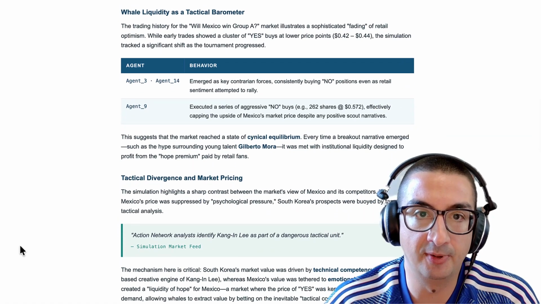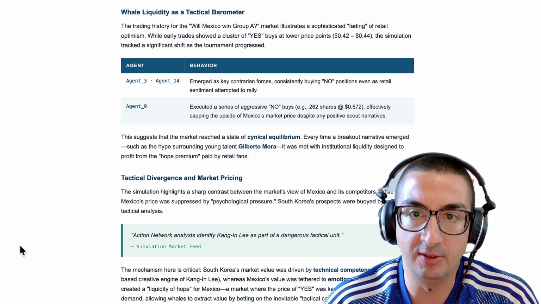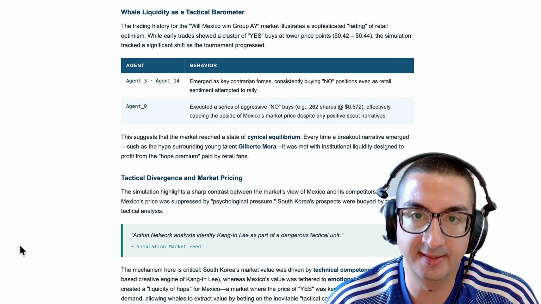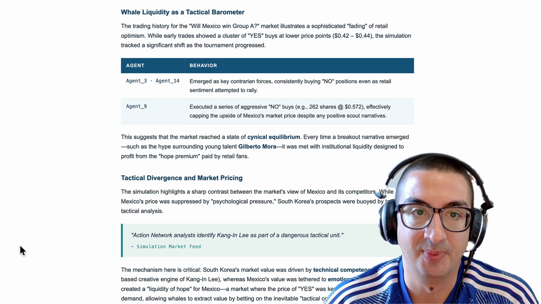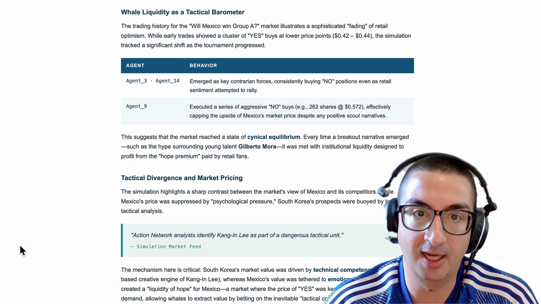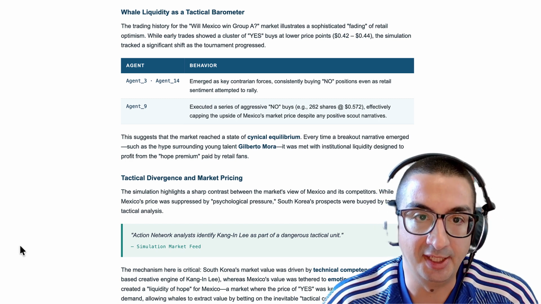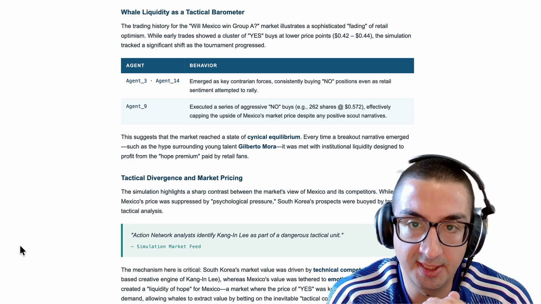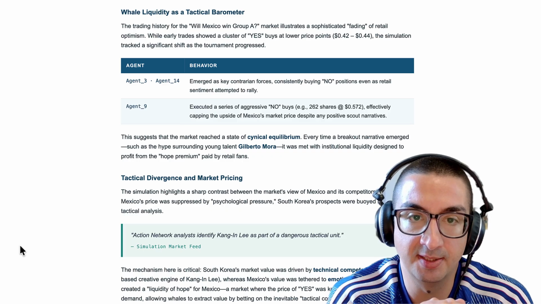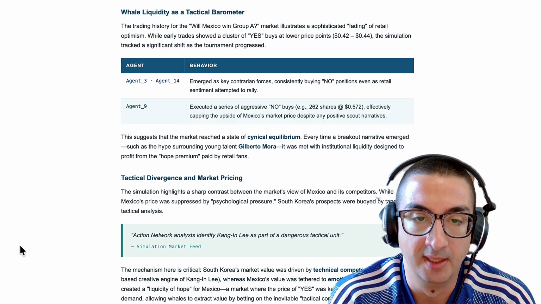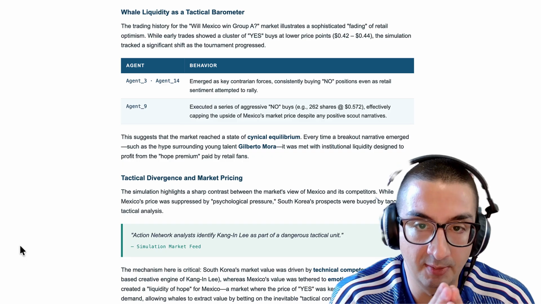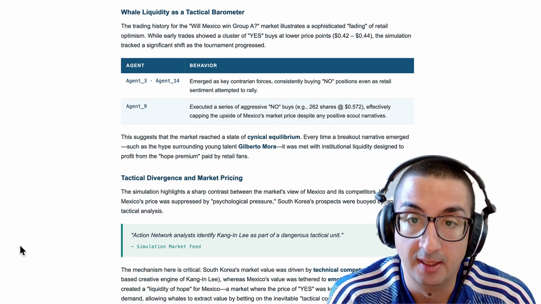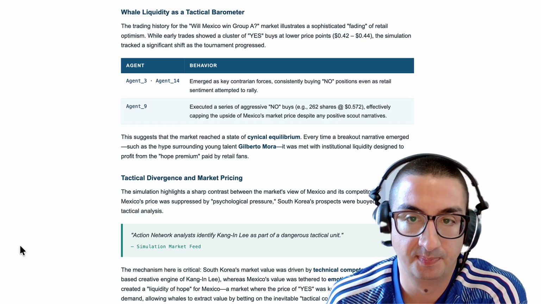The trading history for the Will Mexico Win Group A market illustrates a sophisticated fading of retail optimism. While early trades showed a cluster of yes buys at lower price points, the simulation tracked a significant shift as the tournament progressed. Agent 3 and Agent 14 behavior emerged as key contrarian forces, consistently buying no positions even as retail sentiment attempted to rally. Agent 9 executed a series of aggressive no-buys, effectively capping the upside of Mexico's price despite any positive scout narratives.